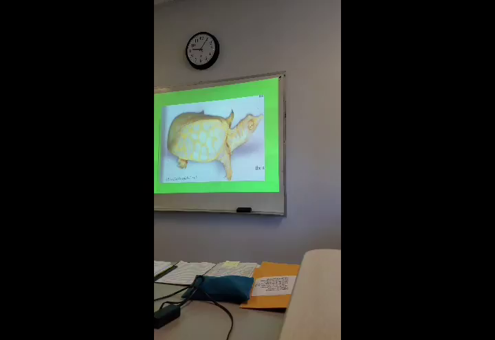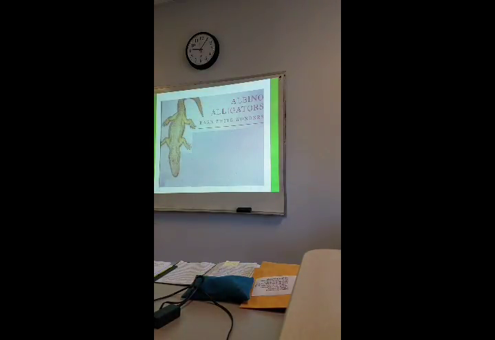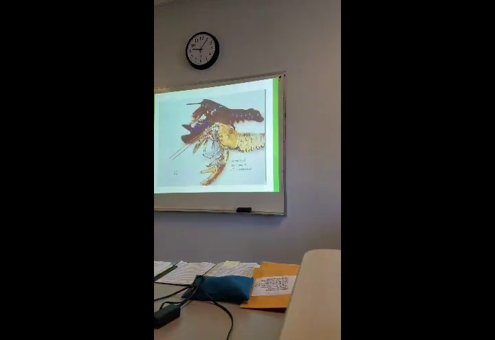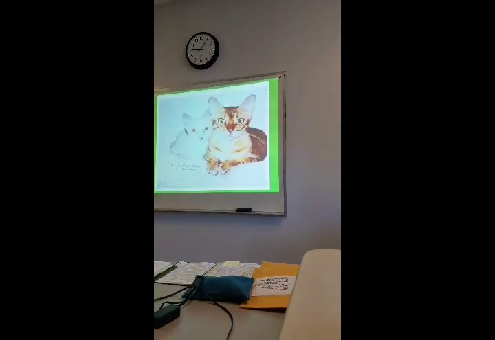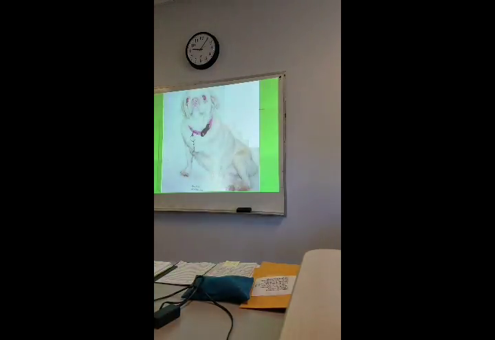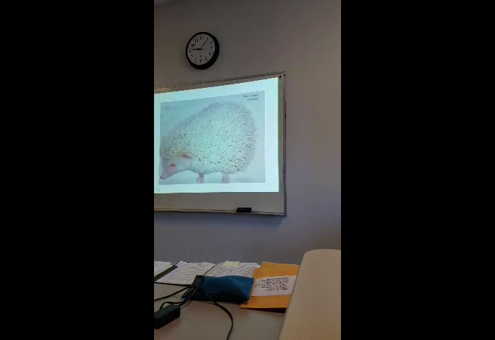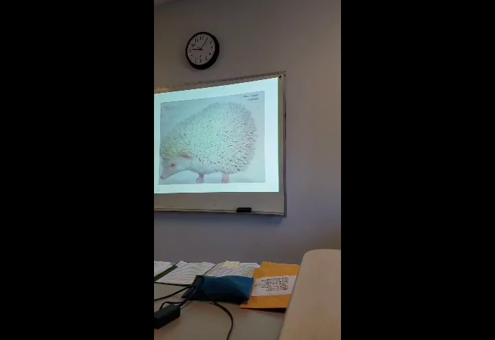Then you have an albino turtle. I like turtles. An albino alligator. There's an albino crab compared to a regular pigmented crab, or lobster, not a crab, lobster. Here's an albino cat. Albino pug. Albino hedgehog. Imagine that walking up to you. Like, really?